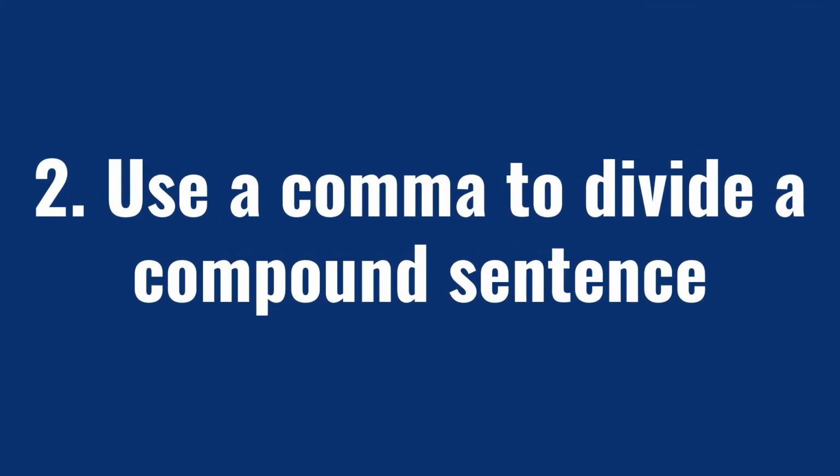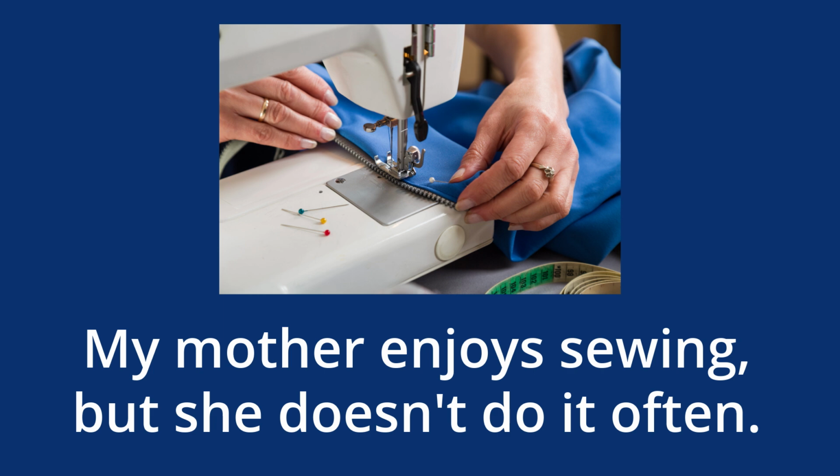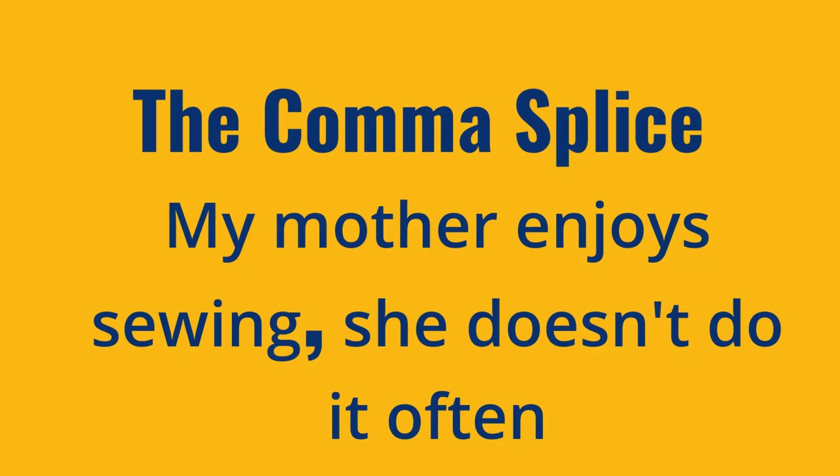Comma Rule 2. Use a comma to divide a compound sentence. As in, my mother enjoys sewing, but she doesn't do it often. A common error is to use the comma without a connecting word like and or but. This is called a comma splice, and without the connecting word or conjunction, a period or semicolon is more appropriate.